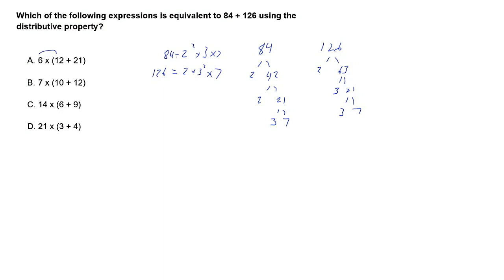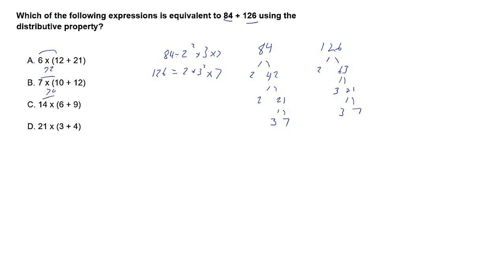We have 6 times 12 is 72. Well, right off the bat, we know that's not going to work because neither of these numbers is 72. So there's no way that could work. And then we have 7 times 10. Well, that's 70. And that doesn't add up to either of our answer choices either.